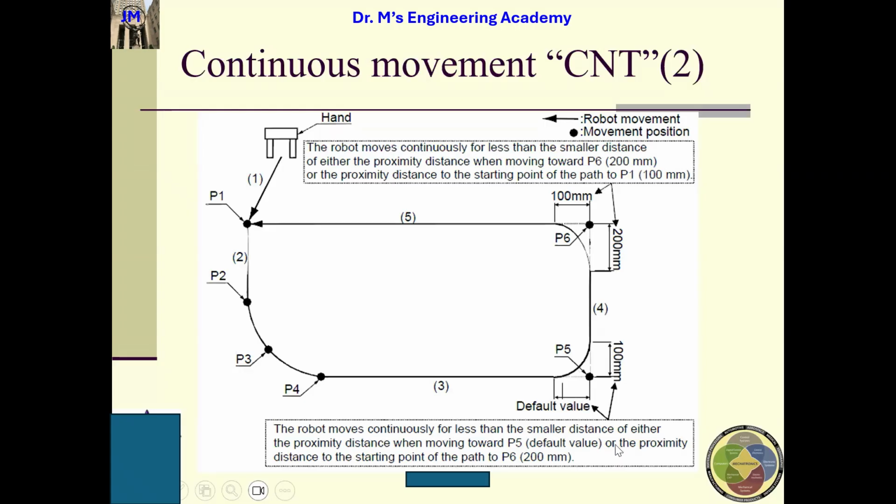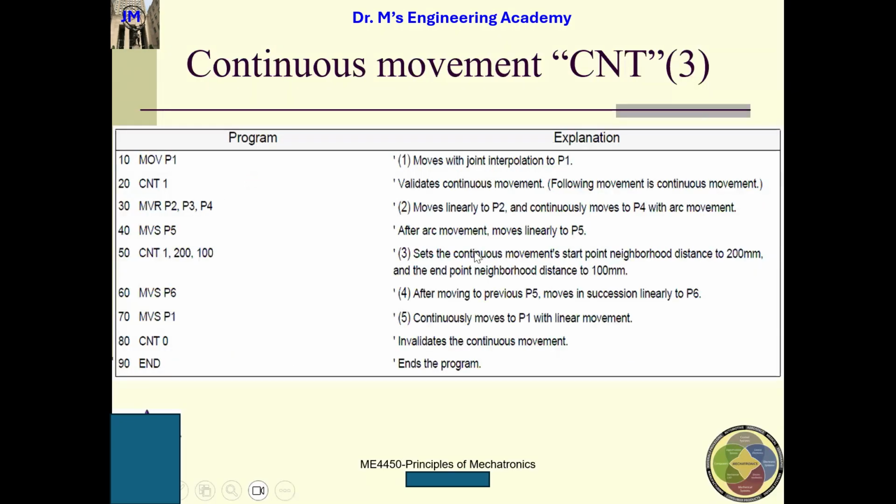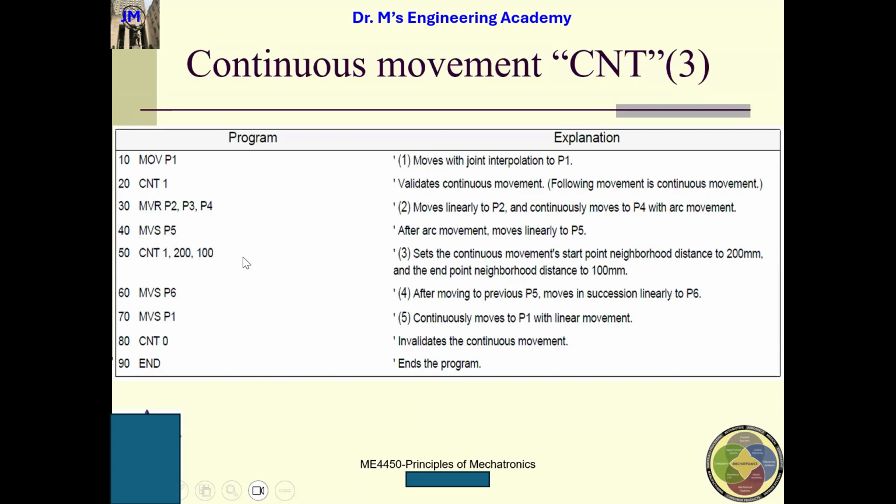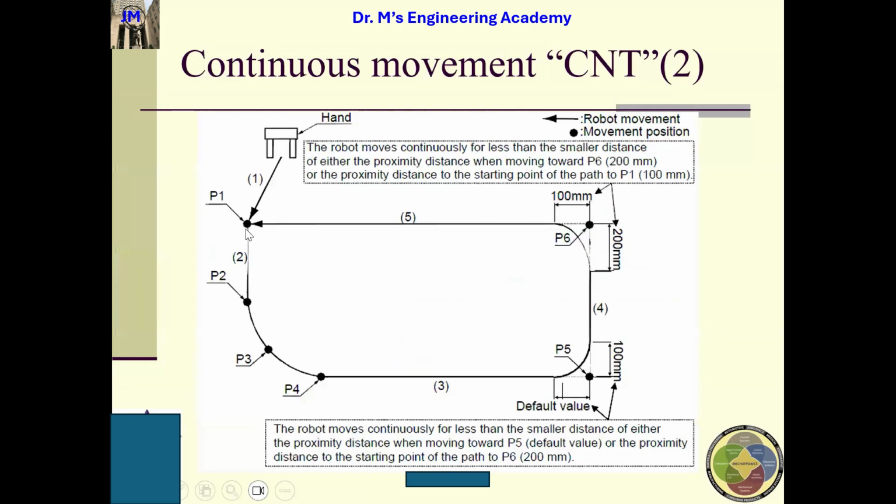This is the default value, or the proximity distance to the starting point of the path to P6, and this is 200. So this is 100, and here is 200. So here is the continuous movement, and this one explains each segment.